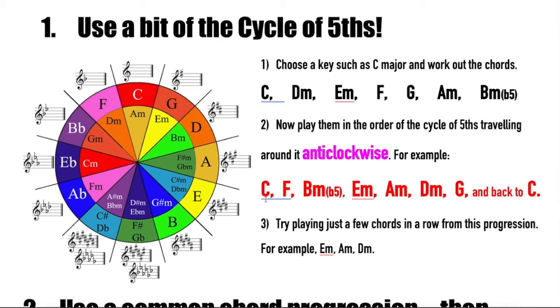So it would sound a bit like this. So we've got A, and then we've got F, and then we've got the B minor 7 flat 5, and then we've got E minor, and then A minor, and then D minor, and then G, and then to C.